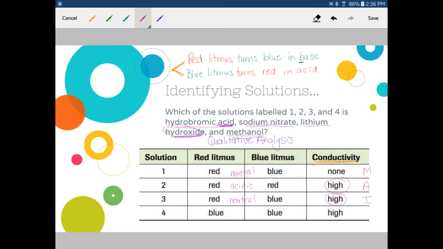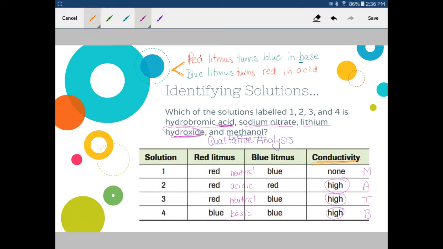Then we have our last example where red litmus paper turns blue, which means that this is basic, and blue litmus stays blue, and we have also high conductivity. We also know that bases ionize or dissociate in a solution, which we'll get to in a minute here.